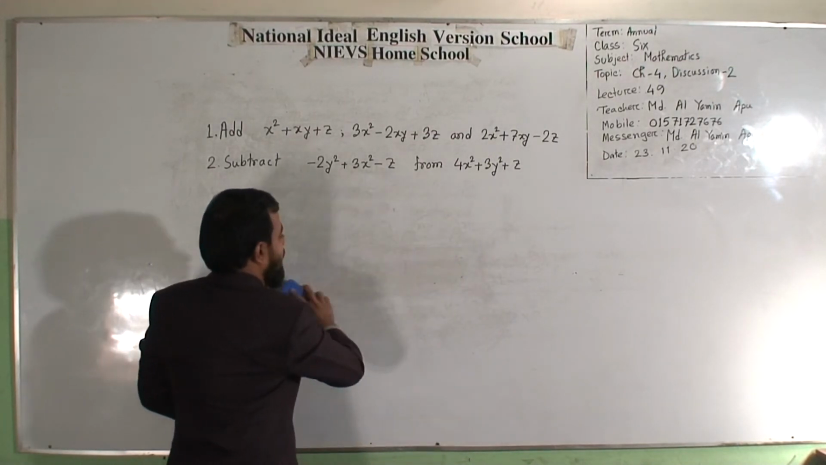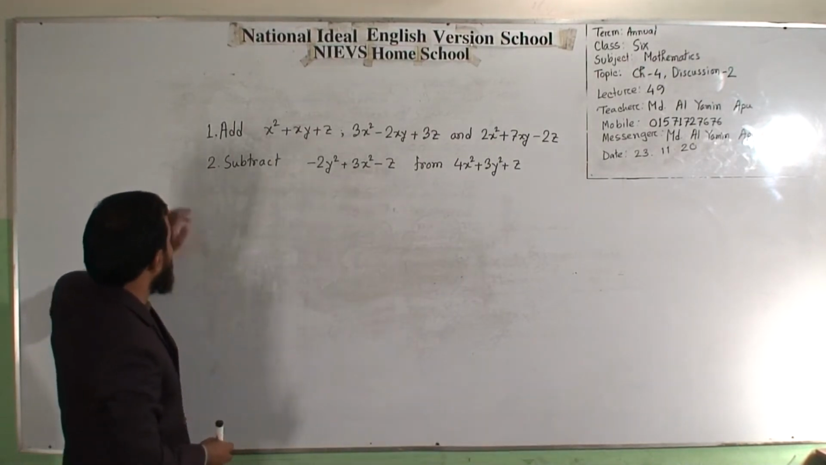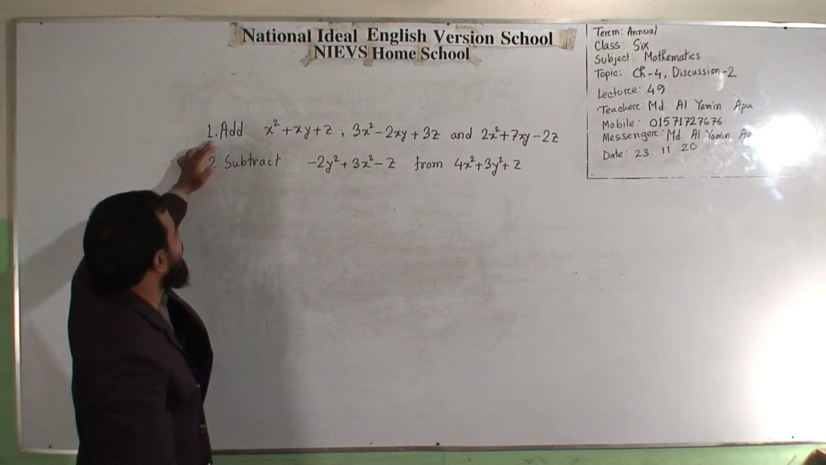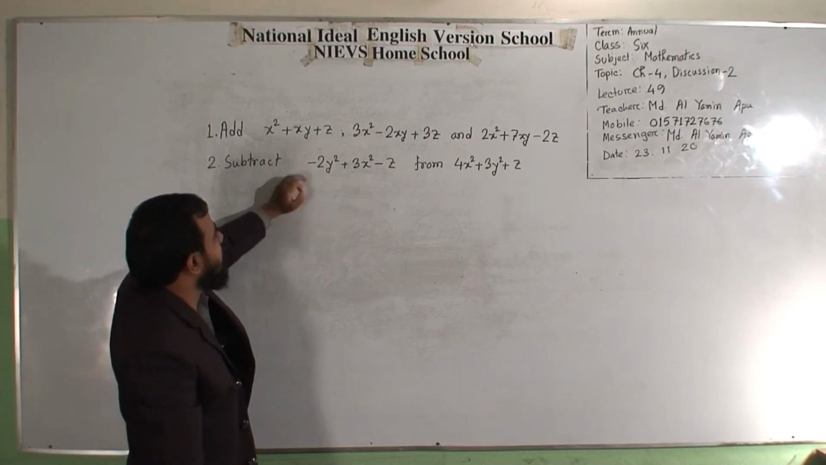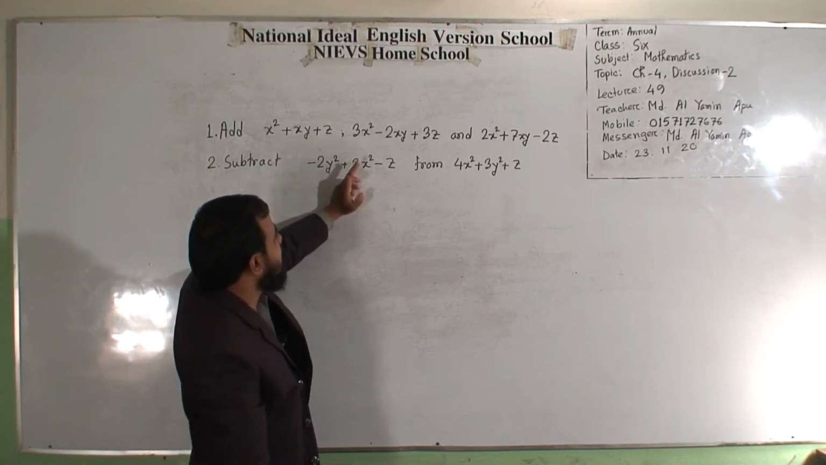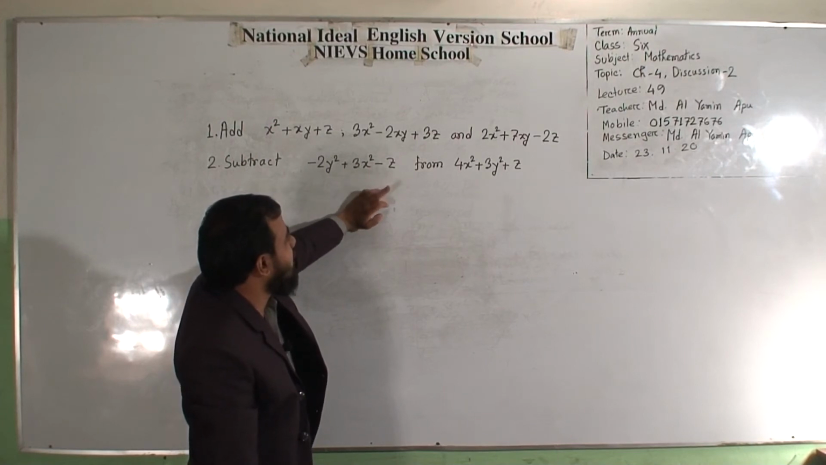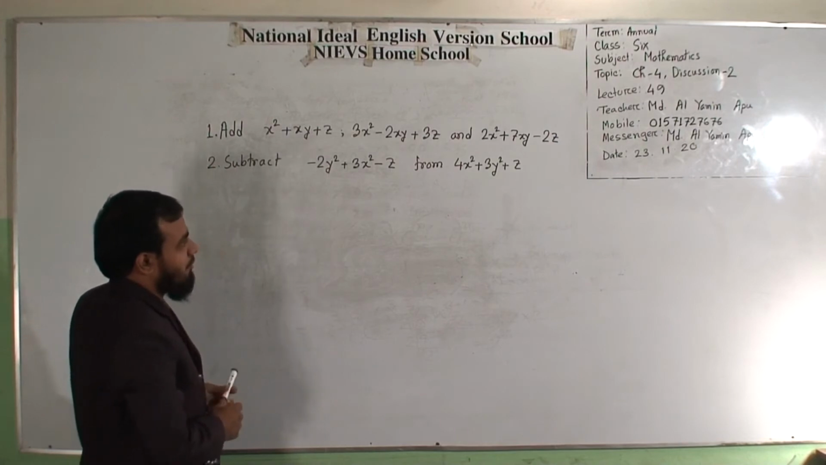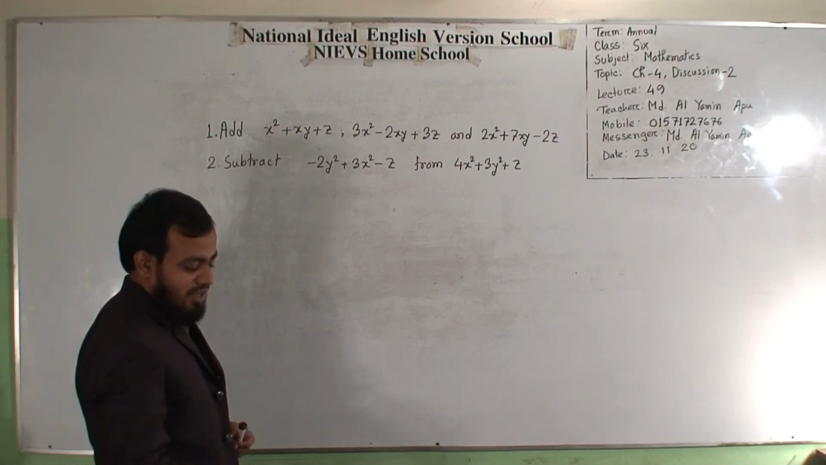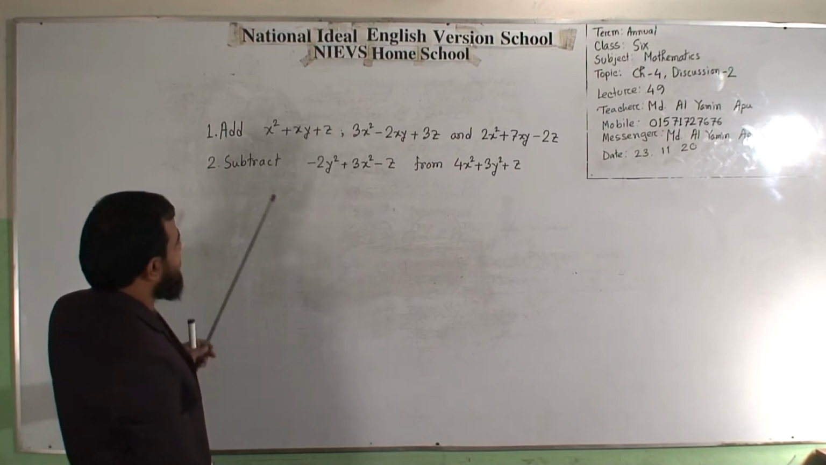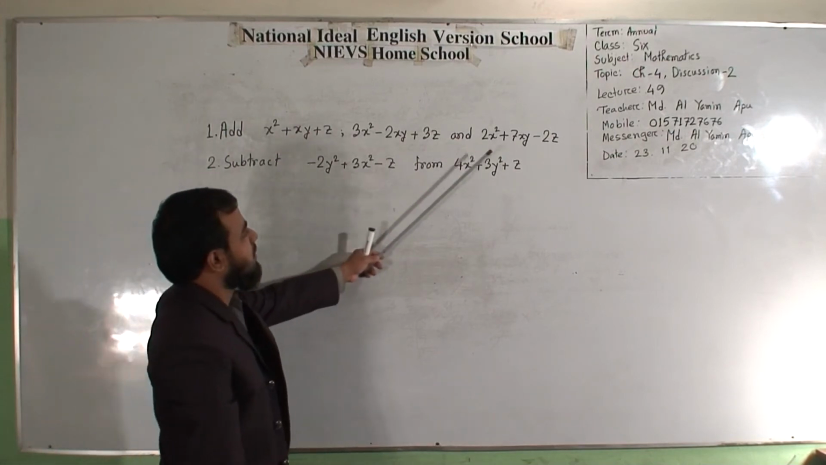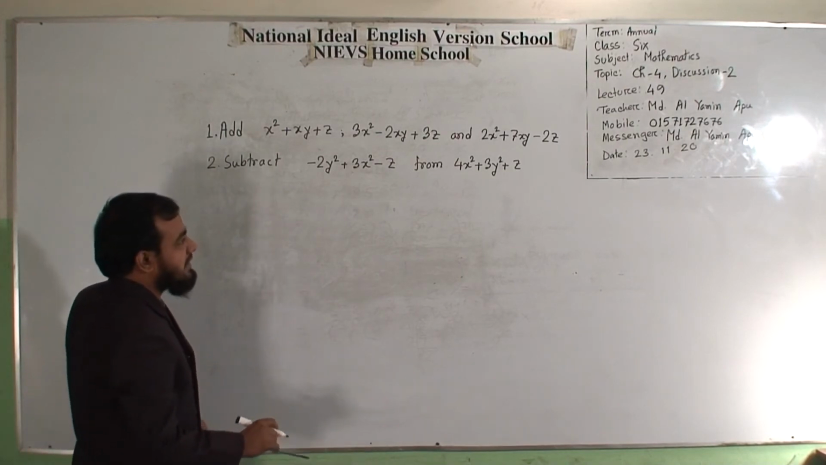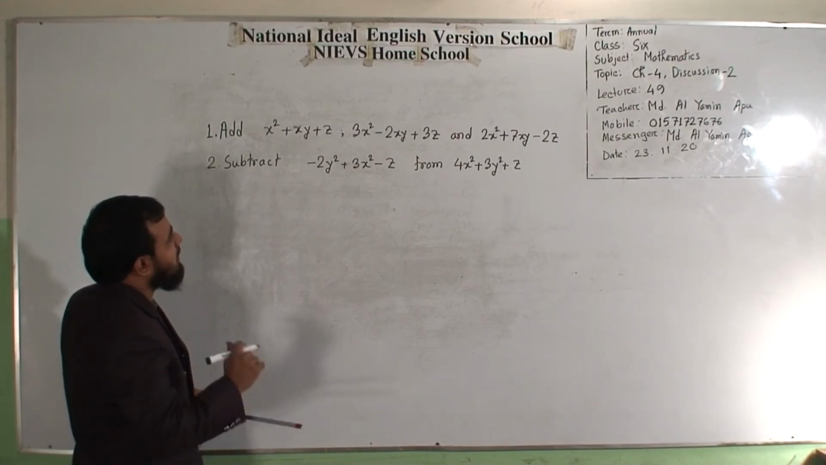Now look at the board. We have to add one today, this one, and we have to subtract one, okay? First of all, number 1: add x square plus xy plus z with thrice x square minus twice xy plus thrice z and 2x square plus 7xy minus twice z. We have to add these three expressions. One, two, three. Three expressions need to be added, okay? But we can add only the similar terms.